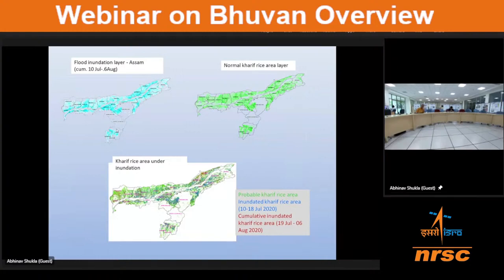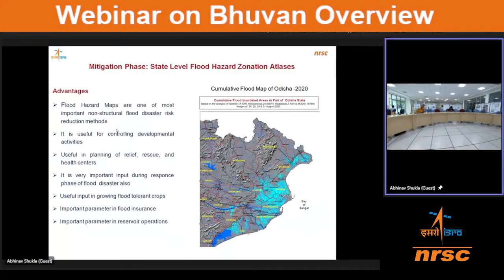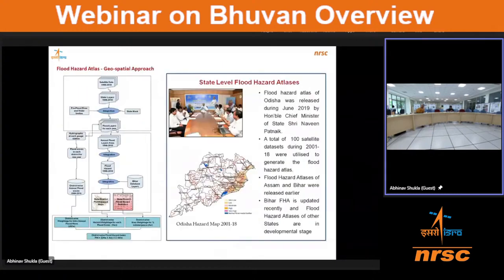And these are the flood hazard zonation atlases. The major advantages, which I already talked about, are planning and relief schemes, and also reservoir operations and flood insurance. So this is the overall approach towards the flood hazard atlas. We have released 3 atlases right now, Assam, Odisha and Bihar, and the rest are in the pipeline. 3 are waiting release as well. This atlas was released by the Honorable Chief Minister of the state, Sri Naveen Patnaik.